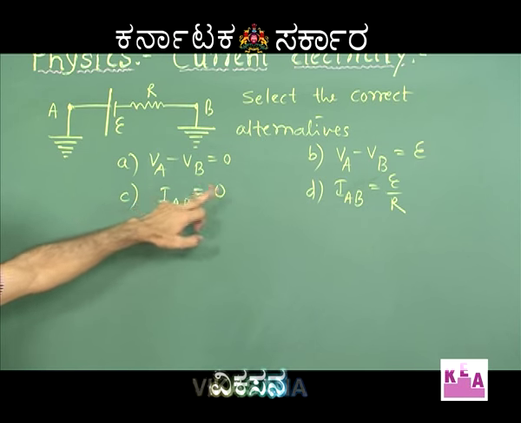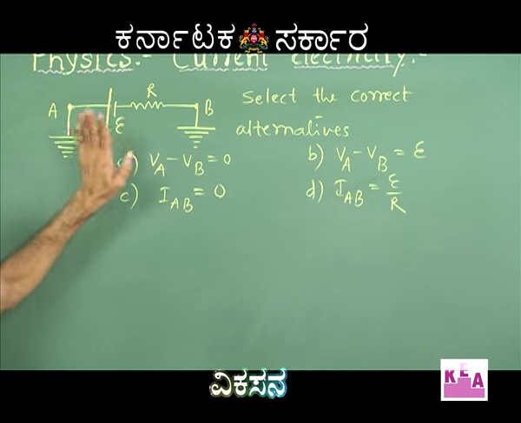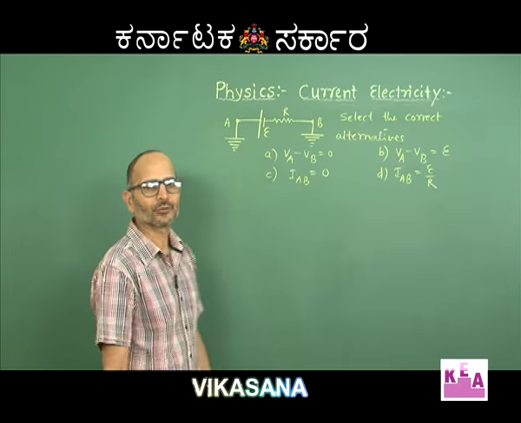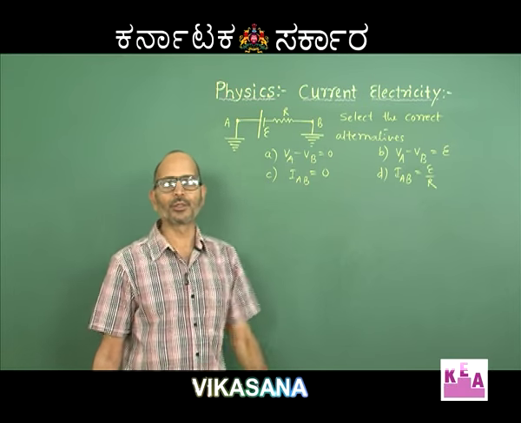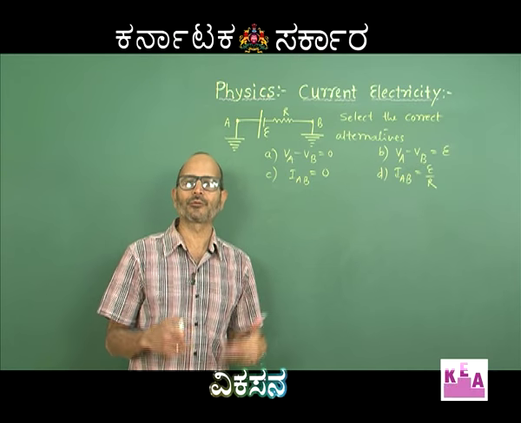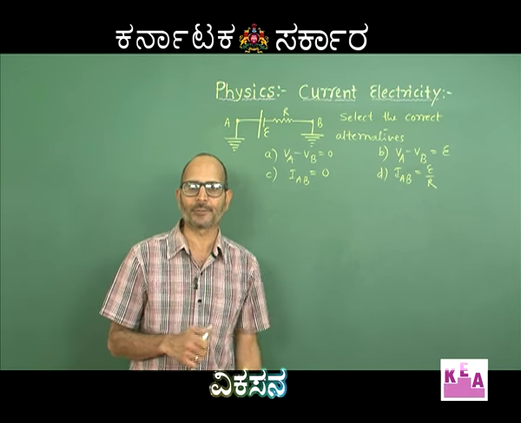VA minus VB is 0, VA minus VB is something, that is E. IAB is 0 and IAB is something. So, those are the options which are given. Fine? Okay. So, what we will do here is, first, having understood the concept of earthing, I think we can directly pick up one of the options there.